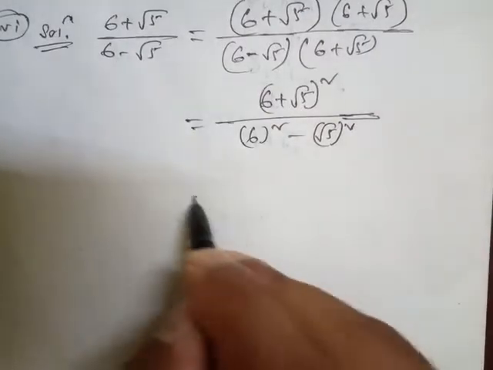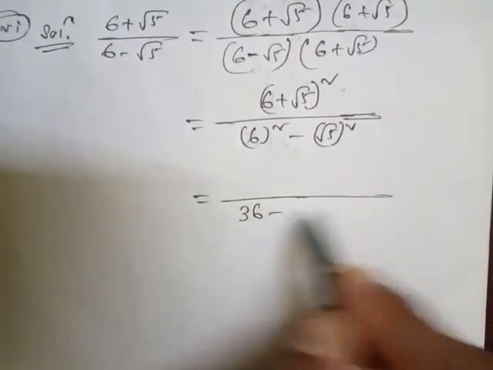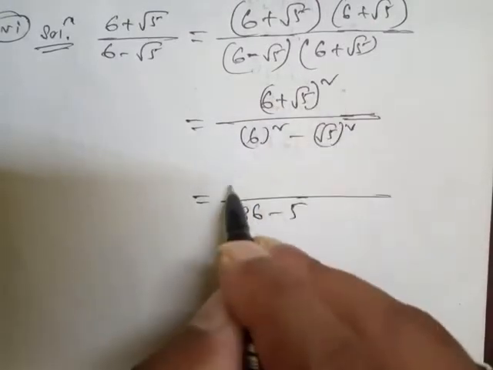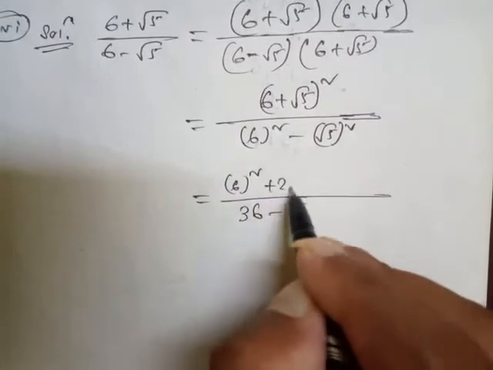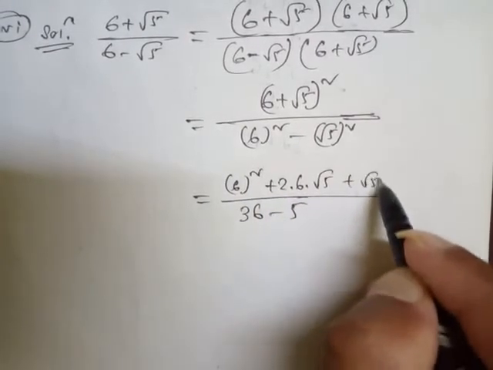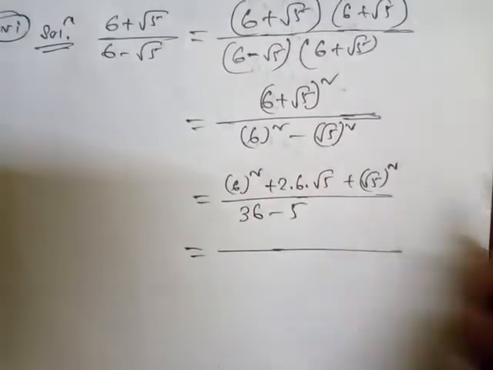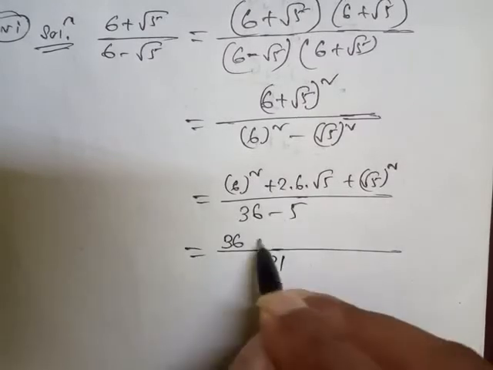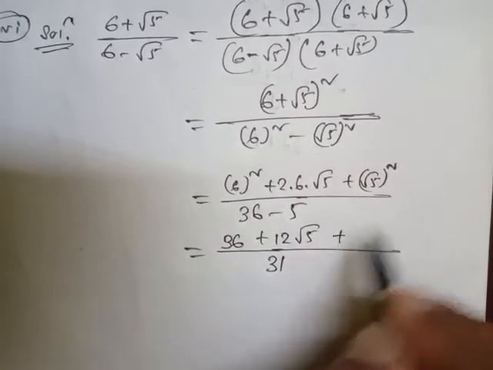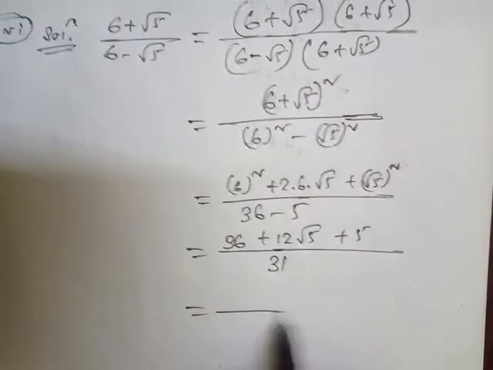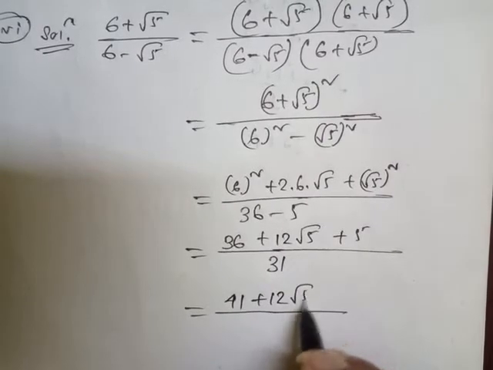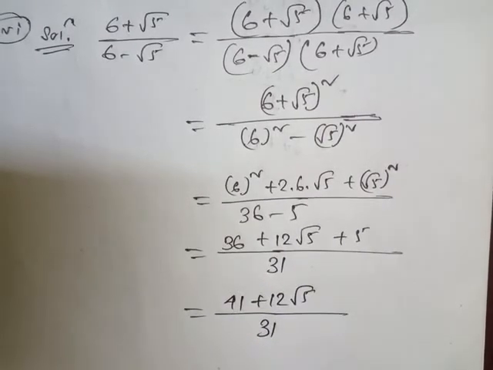Now next would be 6 square is 36 and root 5 square is 5 only. Now here we can apply the a plus b whole square formula. So a square plus twice ab plus b square. Now look, the answer would be 36 minus 5 is 31, and 6 square is 36, and 2 into 6 is 12 root 5, and root 5 square is 5. Now next would be 36 plus 5, how much? 36 plus 5 is 41 and 12 root 5 by 31. This is the answer of the question Roman 6.